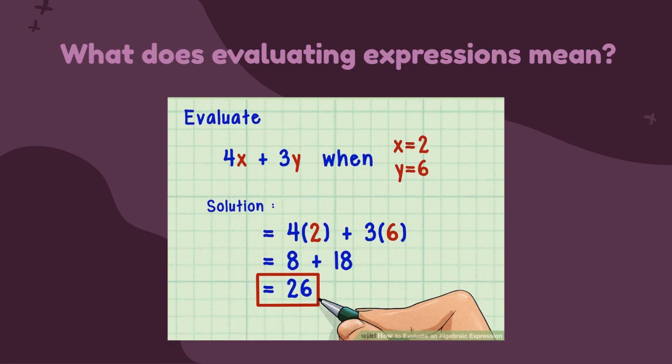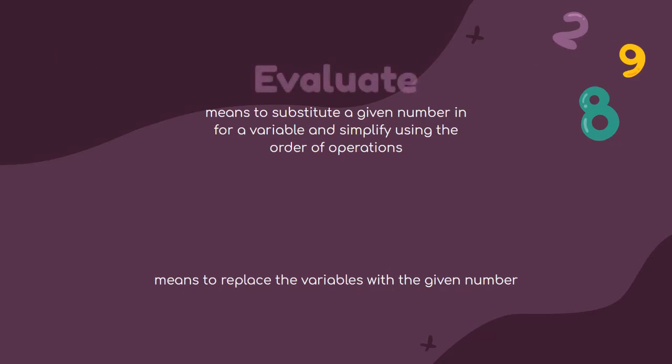So you substitute the values they give you into the expression, and then you have to follow the order of operations, right? So evaluate means to substitute a given number in for a variable and simplify using the order of operations. Great definition, right? You know how to simplify with the order of operations. You know, you give a number in for a variable, right? You know what that means. But if you don't know what substitute means, you're going to be stuck.